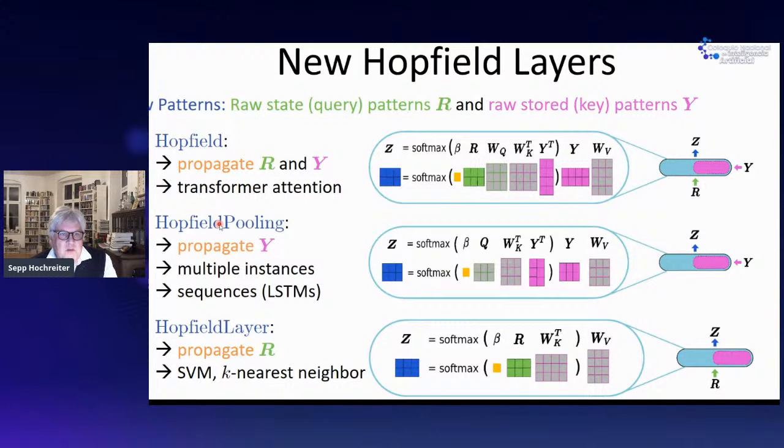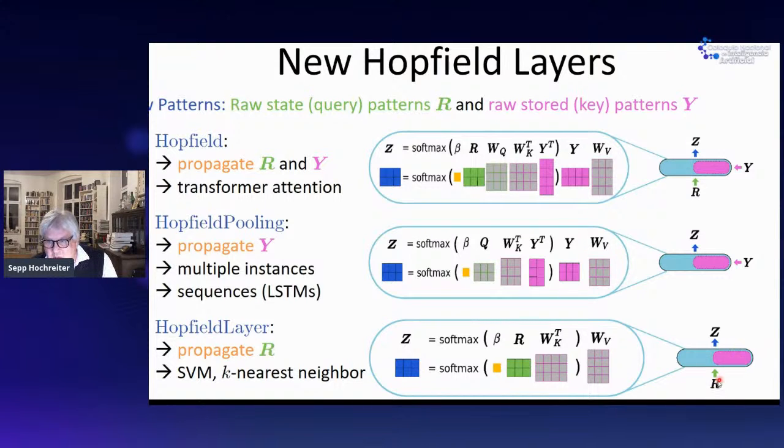But now we can also build other layers, like Hopfield pooling, we call it. Here, some Ys come in from the outside. These Ys might be multiple instances for multiple instance learning, or a time series which is stored here. And now we learn, it's not computed, it's learned, what are good queries to probe this data which we store here in the associative memory. We learn the queries.